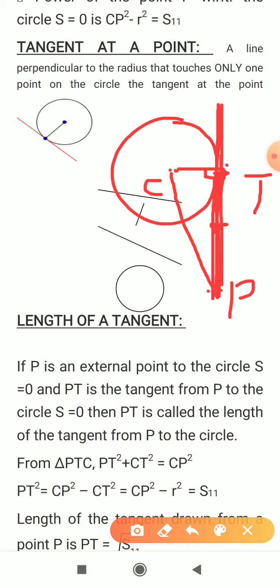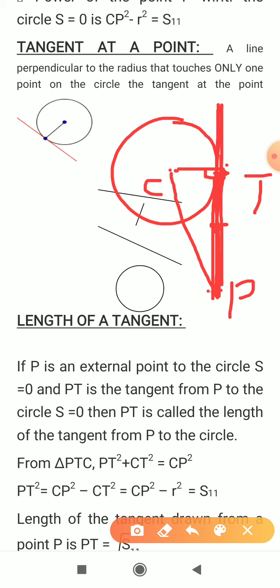This is the definition. If P is an external point to the circle S equals 0 and PT is the tangent from P to the circle S equals 0, then PT is called the length of the tangent from P to the circle. To find the length of the tangent PT, you know, the tangent is perpendicular to the radius. So PTC is the right angle triangle.